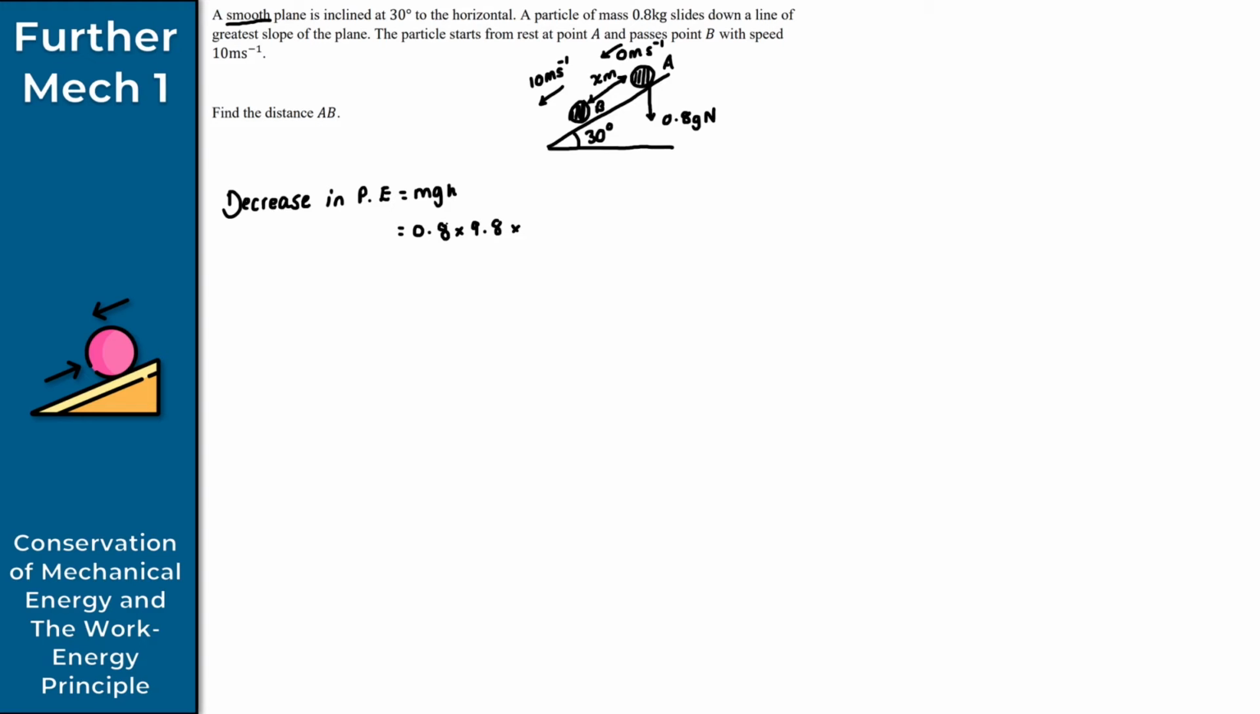Then we times this by h. So h is the vertical distance moved. So just apply some basic trigonometry here. And what we get then is x sine 30, like so.